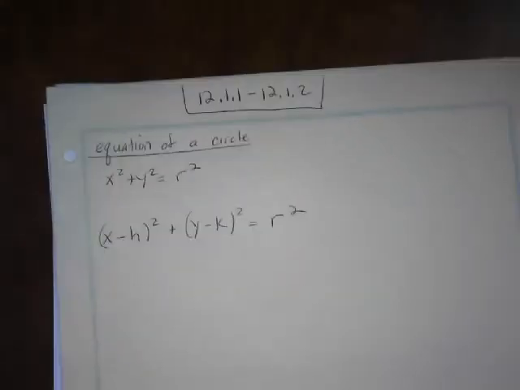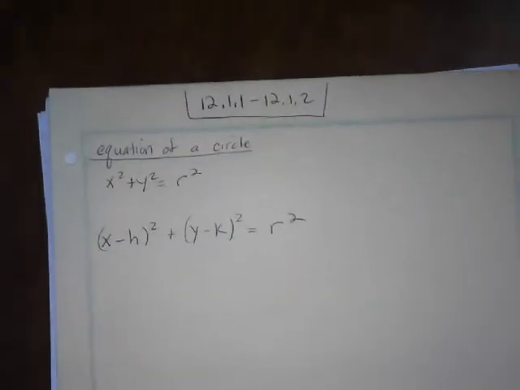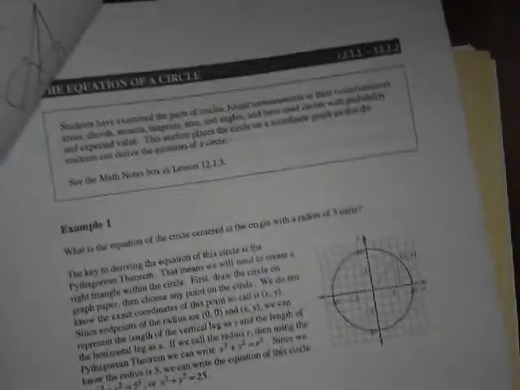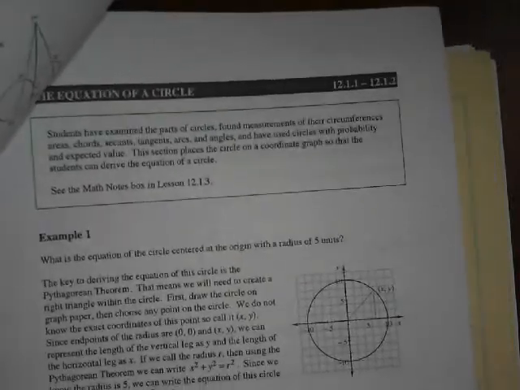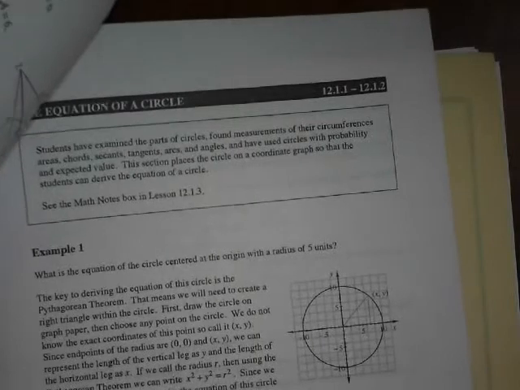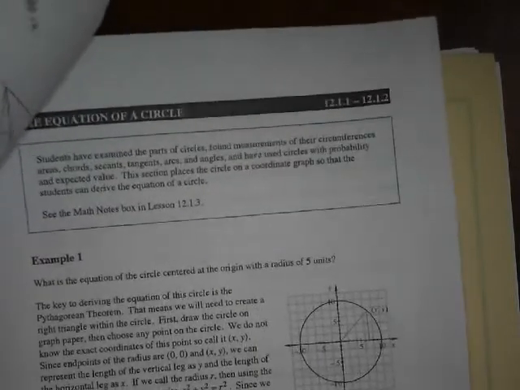Okay, this is your mini lecture for your packet in Geometry 12.1.1 and 12.1.2. This is the last part of your packet. That's the page that I'm looking at. You should look at your math notes in your book and read questions in your book so that you can know where this stuff comes from. I'm just going to tell you how to do it.